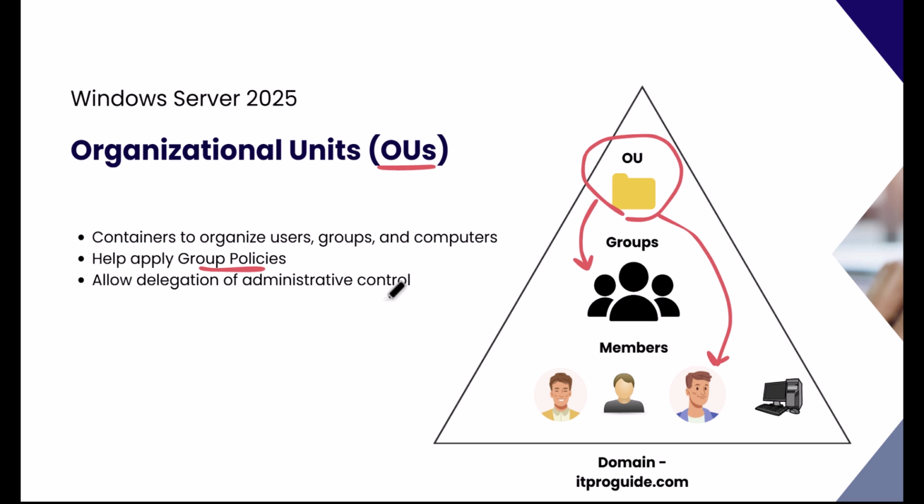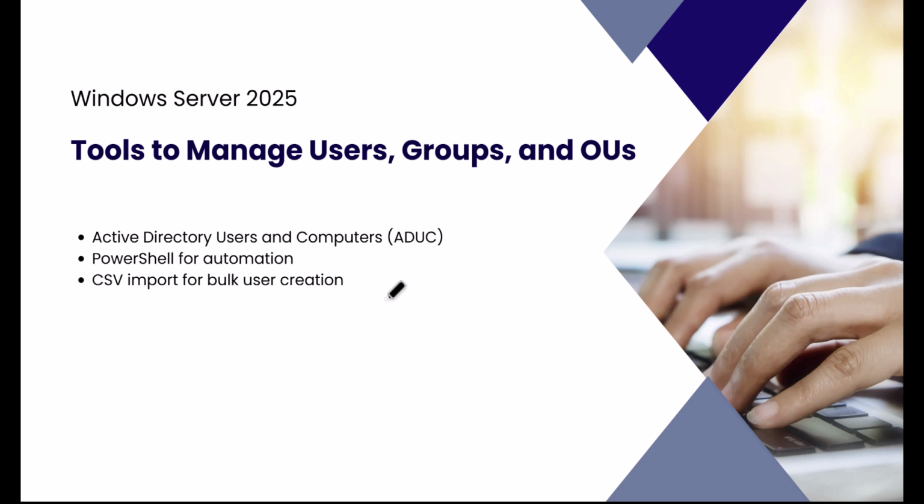So I talked about users, then groups, then OUs. How do you manage all these things? Active Directory Users and Computers is the tool that we use to manage these objects. But PowerShell is also a powerful alternative. You can use scripting and automation using PowerShell. You can also use CSV files. You create a big CSV file, then you can use a PowerShell script for bulk user creation.